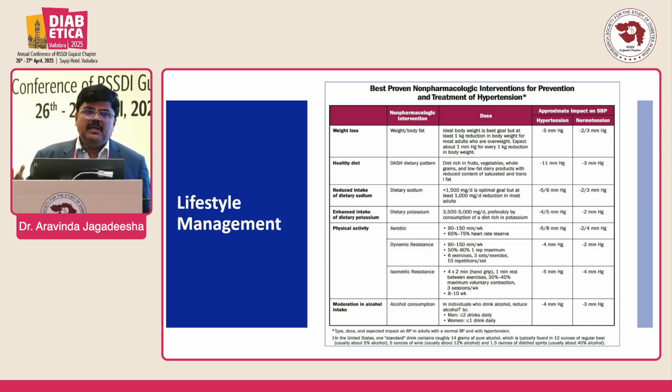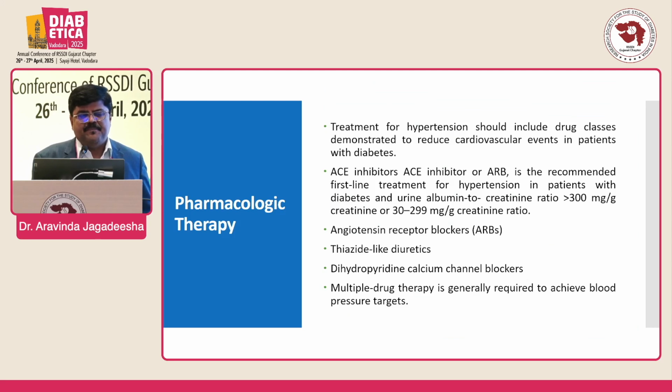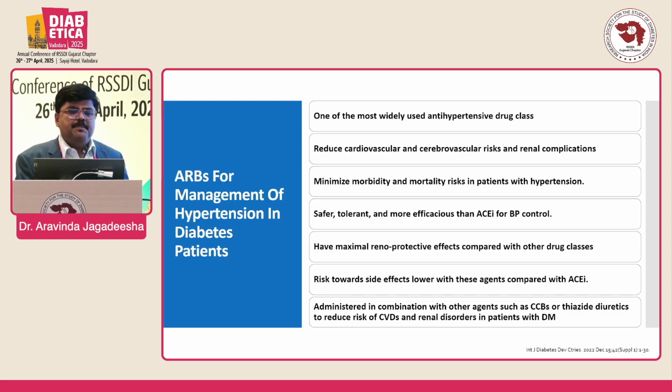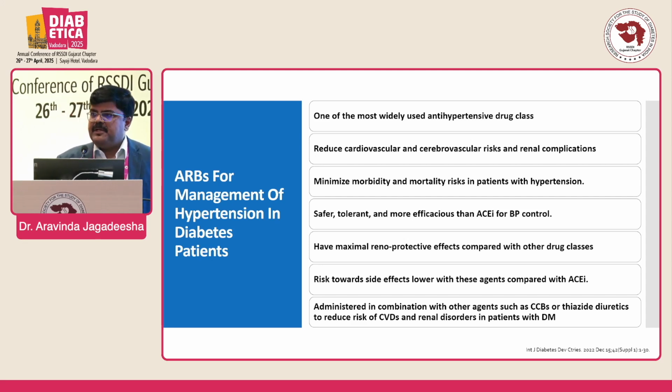It is not only the question of starting some medications for all the patients. The education about lifestyle management is very, very crucial, about diet and exercise. Pharmacological, as I discussed, the preferred drug of choice is ARB, then the CCB, then the thiazide diuretics, depending upon the condition of the patient. ARBs for the management of hypertension are most preferred.